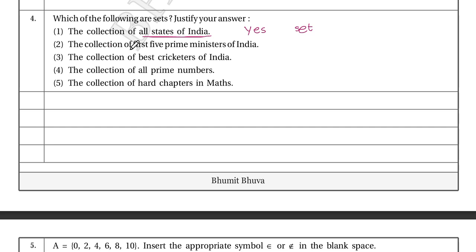Second, the collection of the first five prime ministers of India. This is a well defined collection. The first five prime ministers of India are the same for everyone. It won't change. So yes, this is also a set.